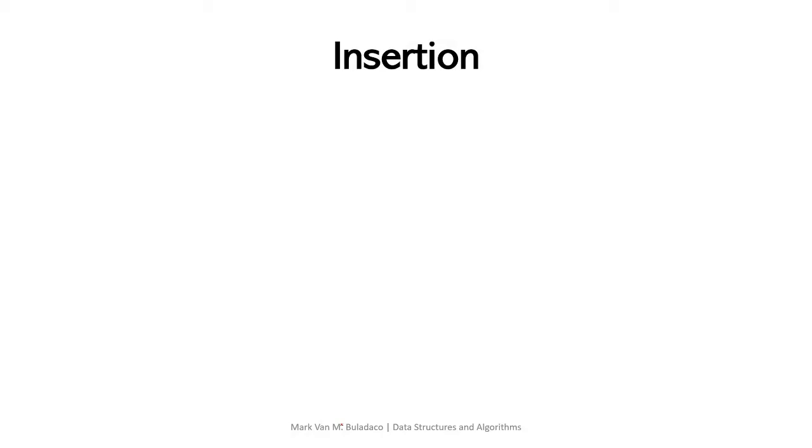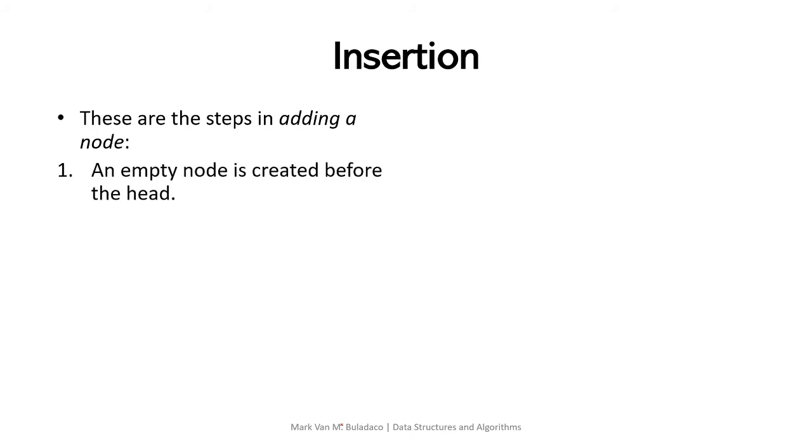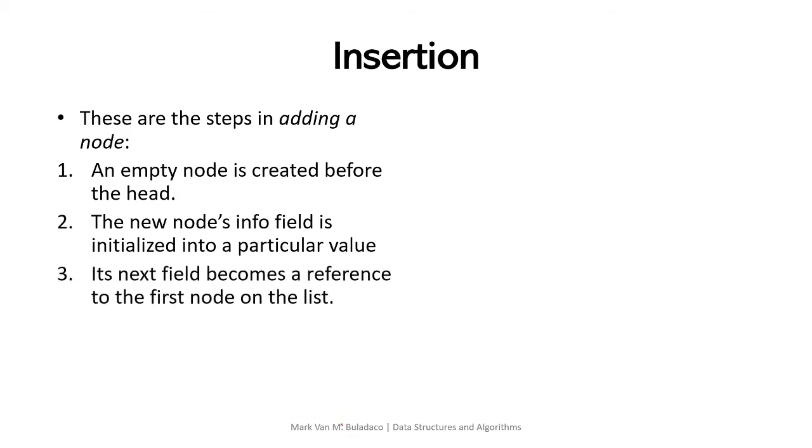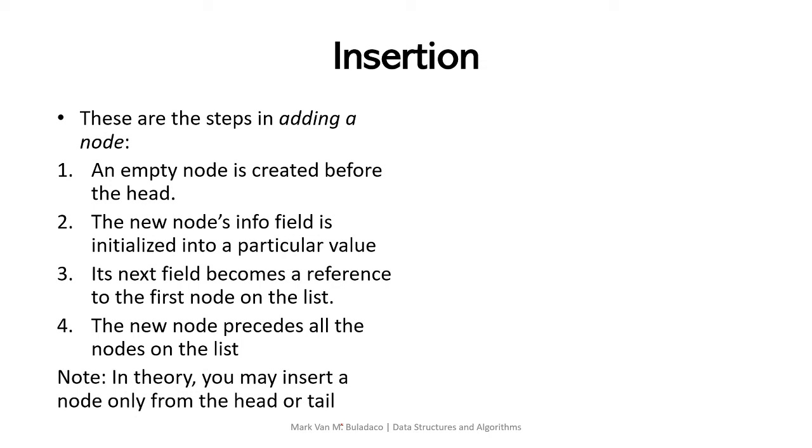So we'll proceed with how to insert a node in our linked list. These are just simple steps. First, an empty node will be created before the head. The new node's info field is initialized to a particular value, so the information field must have a value. And then the next field becomes a reference to the first node on the list. So the new node precedes all the nodes on the list. In theory, you may insert a node only at the head or tail. So you can insert before the head or after the tail.